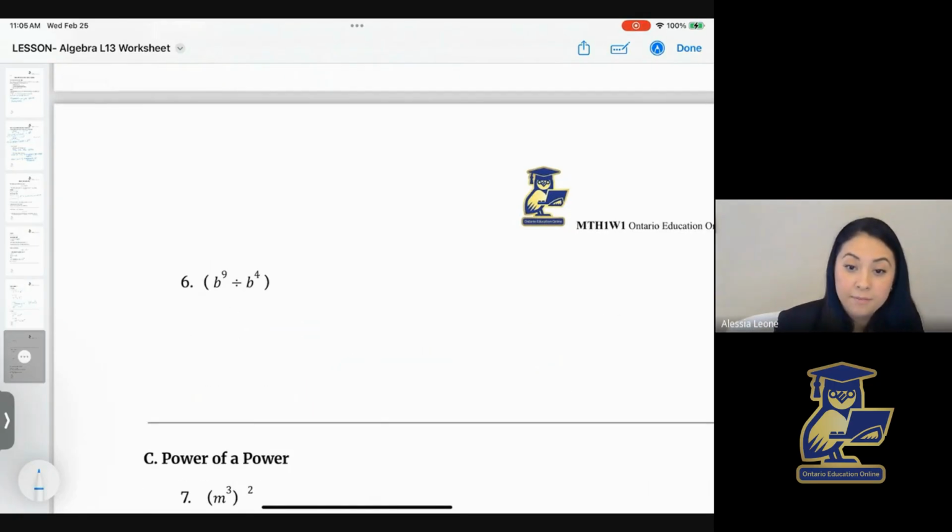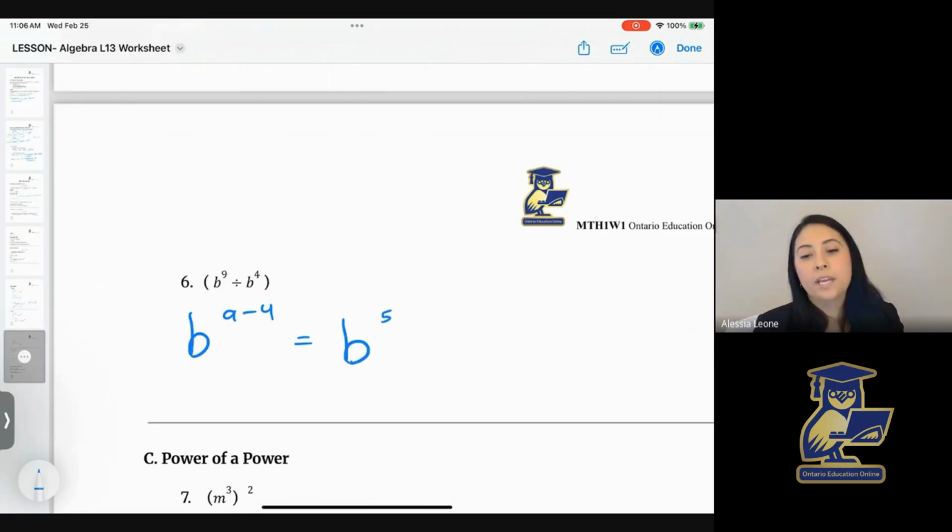Now we have b. Again, it's a letter. We don't care that it's a letter. We know that it's a base, and we know that it's division, so we know we're subtracting exponents. b with 9 take away 4. So b to the power of 5.